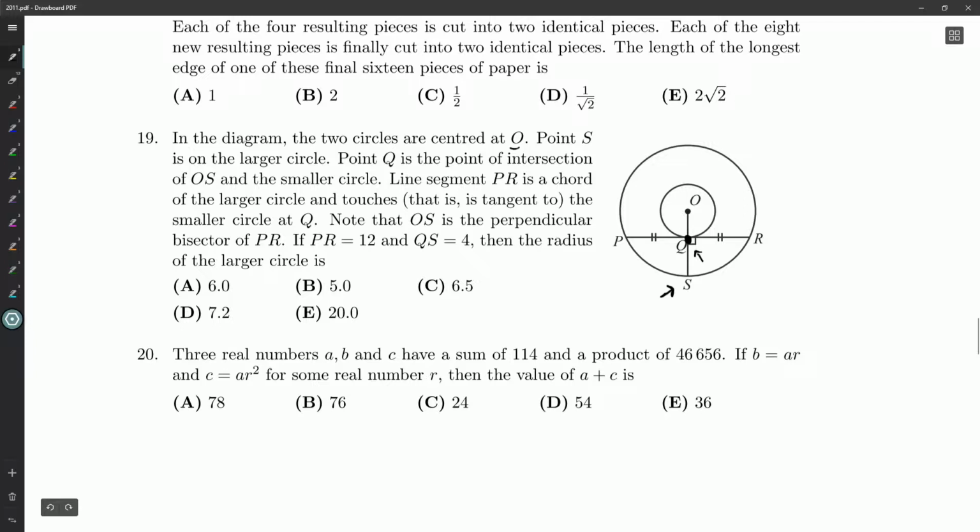Line segment PR is a chord of the larger circle that touches, that is to say tangent to, the smaller circle at Q. So it just comes in, just touches right there at Q, and then continues on. Note that OS is the perpendicular bisector of PR. This is a general circle result.